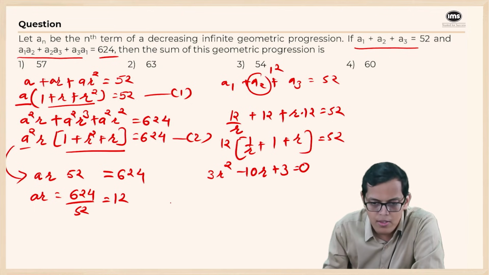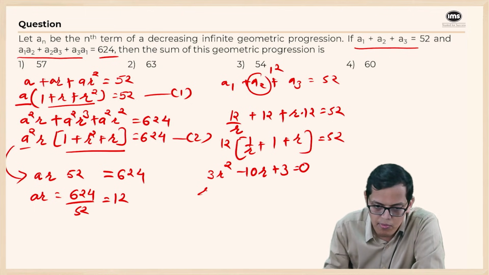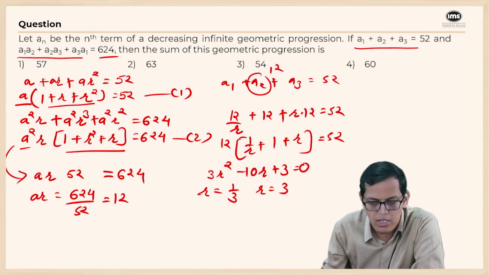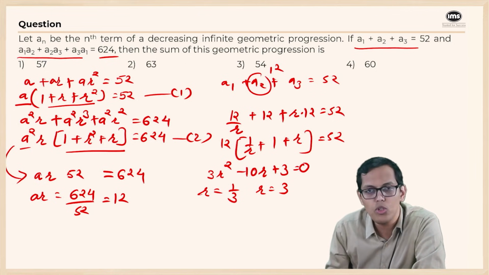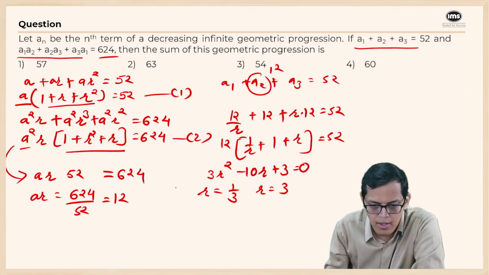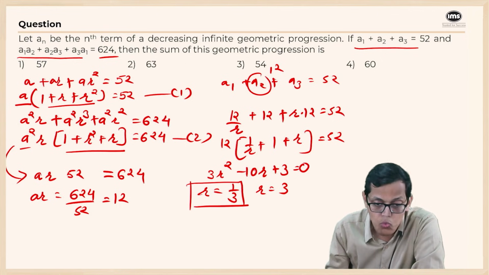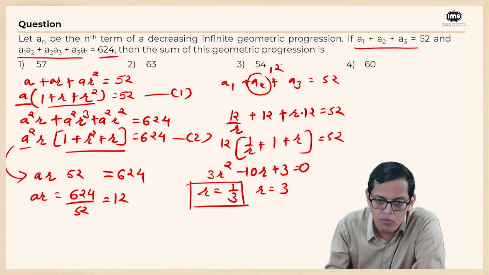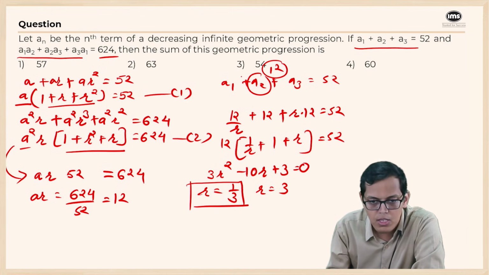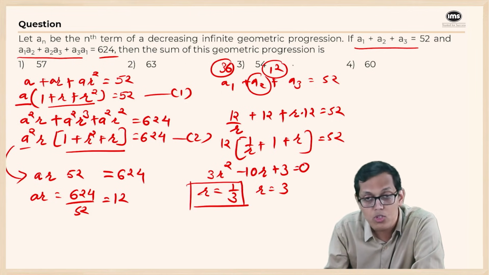It has two different roots. One is 1 by 3, another one is 3. Since this is going to be a decreasing GP, I'll go with R is equal to 1 by 3. Every next number is 1/3 of the previous one. So if the middle one was 12, the previous one should be 3 times of it, that is 36, and the next one should be 1/3 of 12, that is 4. Summation of which is indeed 52.